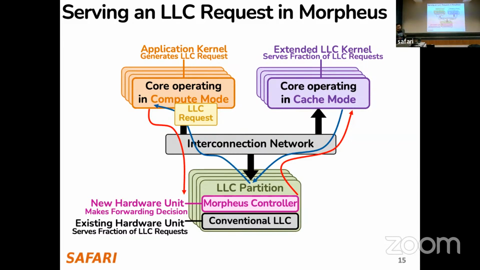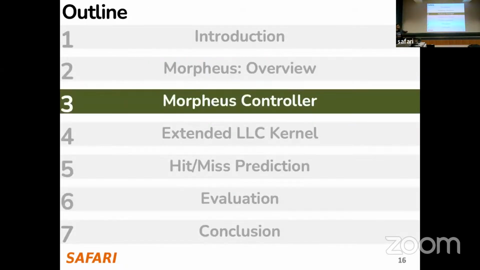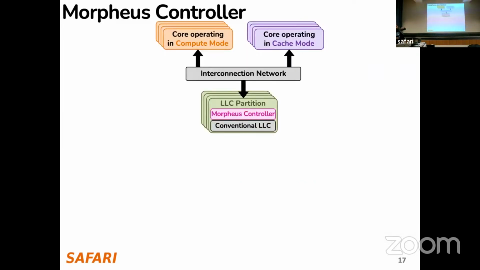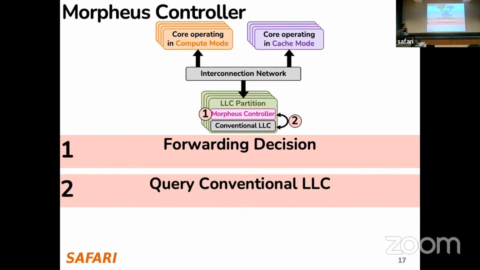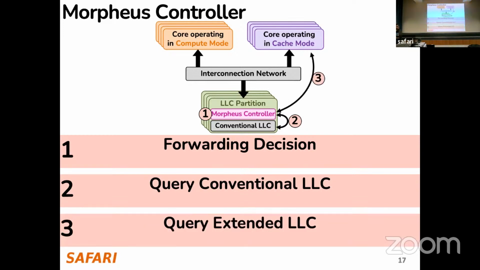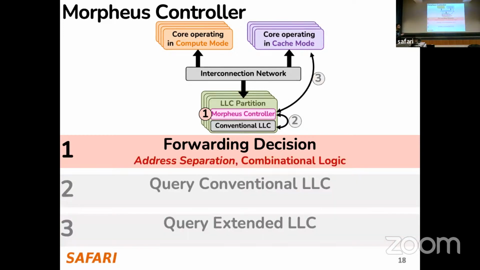Now let's look at some of these components in some more detail. So we have the Morpheus controller, and afterwards we look at this extended LLC kernel briefly. The Morpheus controller should handle 3 tasks, as I just showed you on that high-level overview. It should first make a forwarding decision. So should we query conventional or extended LLC? And then, depending on that forwarding decision, it should actually query somehow the conventional LLC or the extended LLC. Now, for the forwarding decision, we propose a mechanism which we call address separation. This is a very simple mechanism, and it can just be implemented as combinational logic.